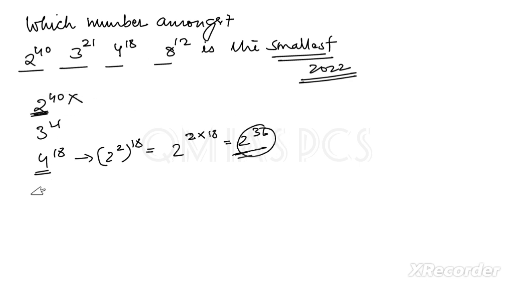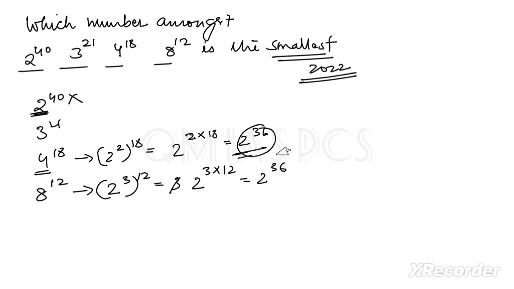Next is 8 power 12. In case of 8 we can say 2 power 3, and here it is 12, so the power is 3 multiplied by 12, that is 2 power 36. And again you can see that both numbers are the same. And here is 3 power 21. First of all, two numbers are the same, so it can be your answer.